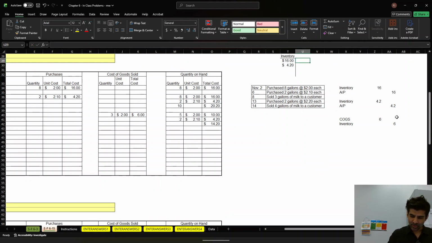So we have a $6 credit here from the sales transaction. Now, just to be clear, our balance is $14.20, which is exactly the same as we have here. Okay?